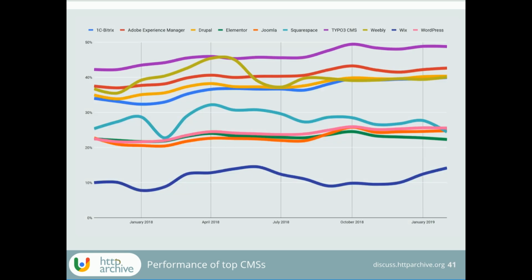So we're kind of smearing this distribution over time, and we're just looking at the fast FCP for each one. It's kind of hard to visually map the legend of each color to each one, so I'll annotate. Typo 3, not the most popular CMS, but they have the highest density of fast FCP experiences. Drupal is close behind, Squarespace and WordPress are in the same middle band, and you can see Wix below.